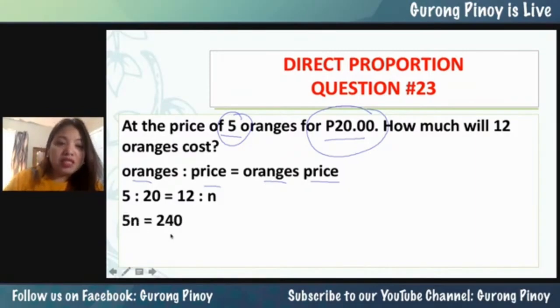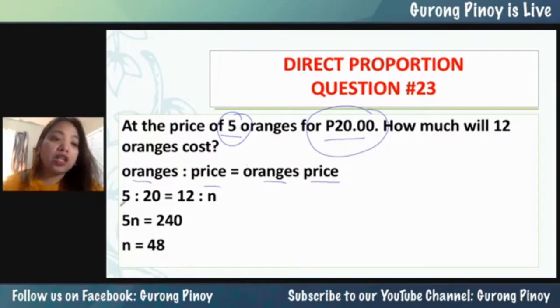Then multiply the means, times equal the extremes. We got 48. Okay, so let me show you. Teachers, it is easier if it looks like this, right? And then, for you to solve the value of N, since we are used to N being on the left, let's start with the extremes this time.